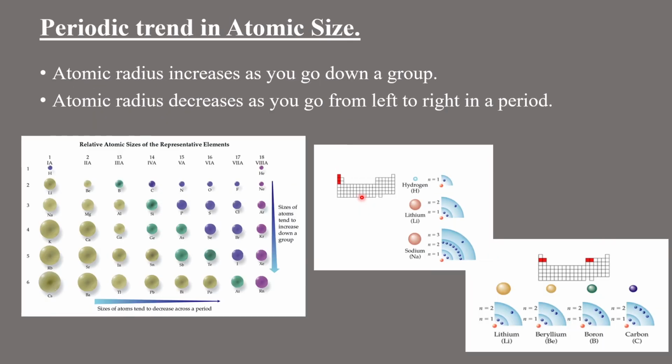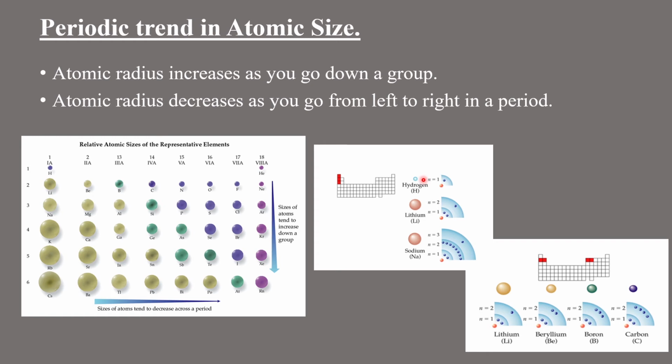Let's look at some trends. The first trend that we want to see is the periodic trend in atomic size. Let's learn about periodic trend in atomic size. And before we look at these trends that we have here, let's have a quick review of what we have learned from Bohr's atomic theory.